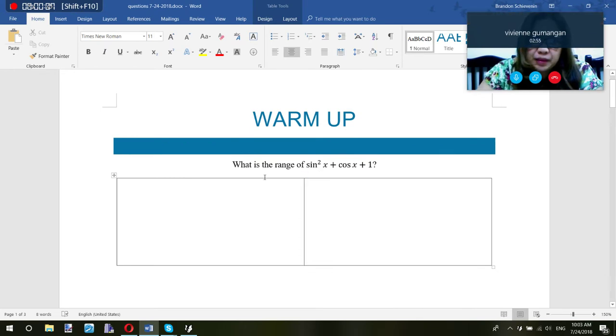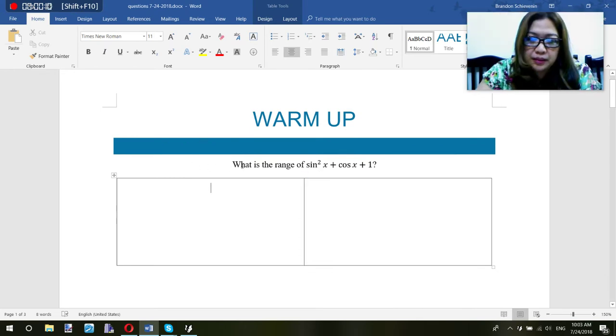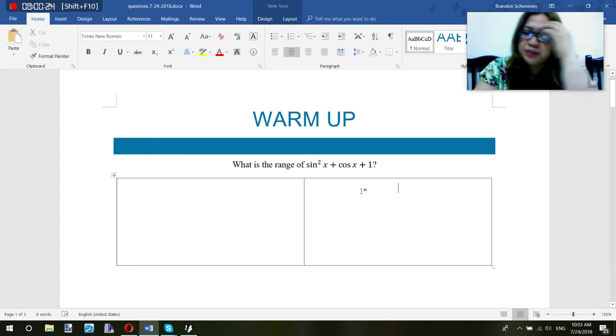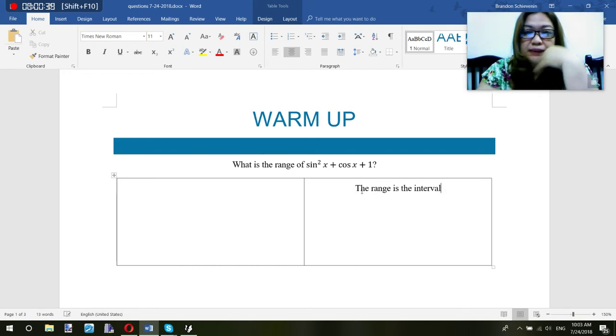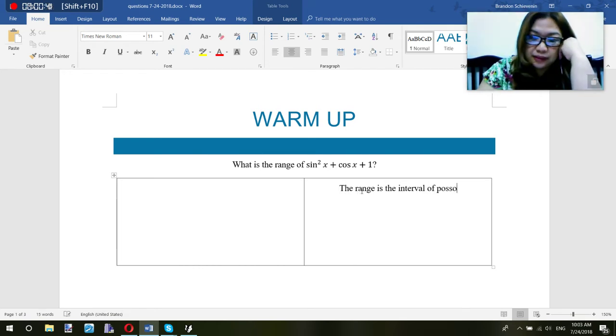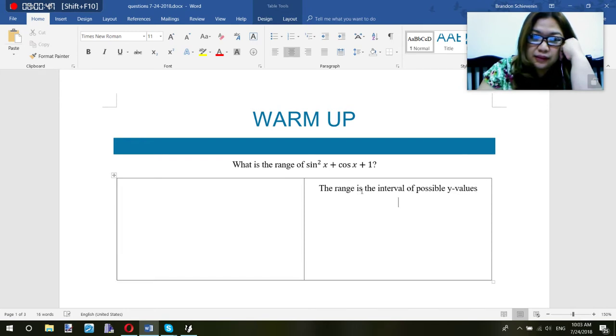So once again, I've got Vivian here that's going to pretend to not know all the answers, hopefully, as we go through this. So to warm up, I'm looking for the range of sine squared x plus cosine x plus 1. So first, what does range mean? It's the value of the possible y. Okay, so the range are the possible values of y. So when we're talking about a range, we're really looking for an interval. The range is the interval of possible y values. So I'm looking for the maximum and the minimum.